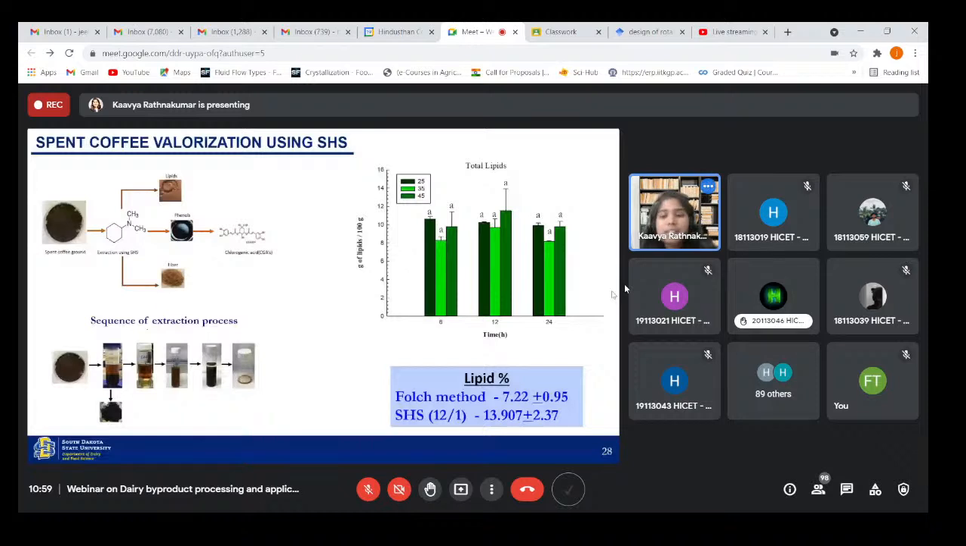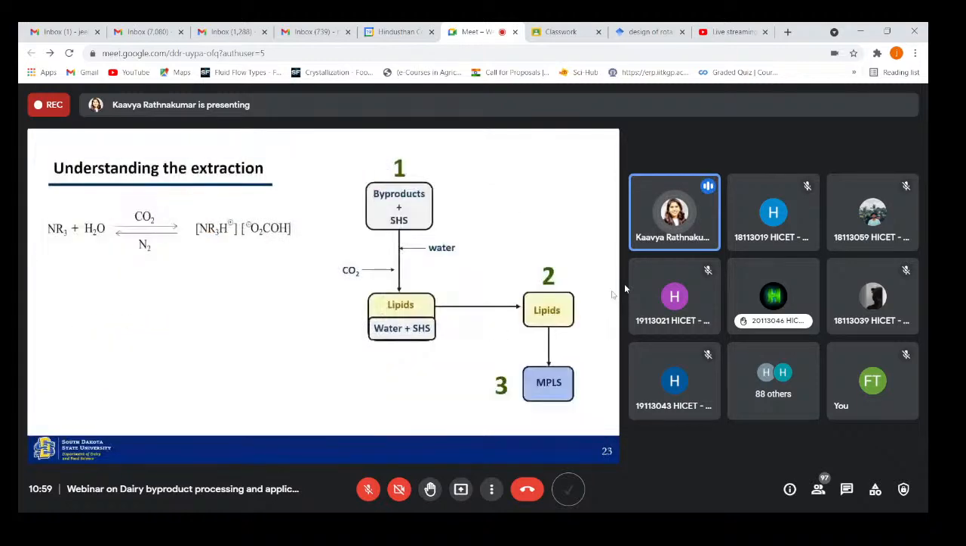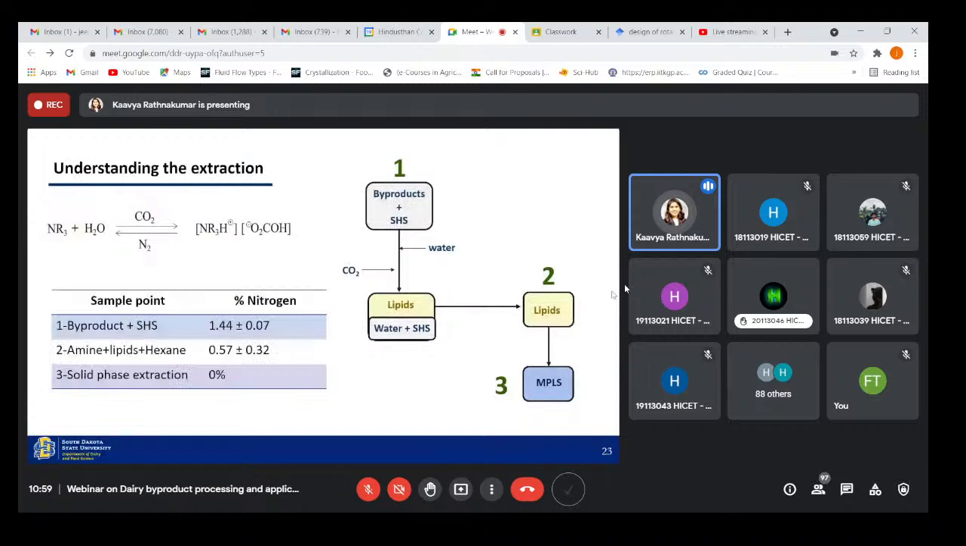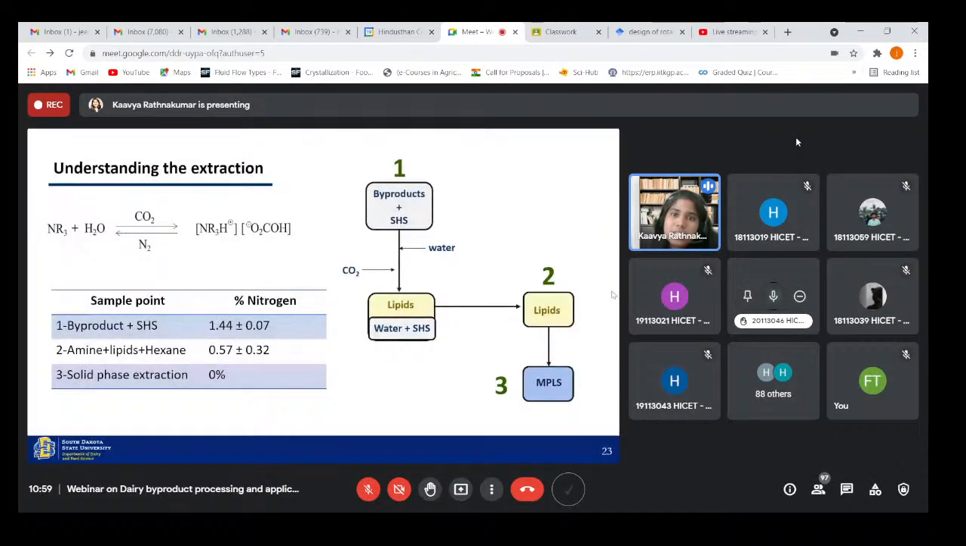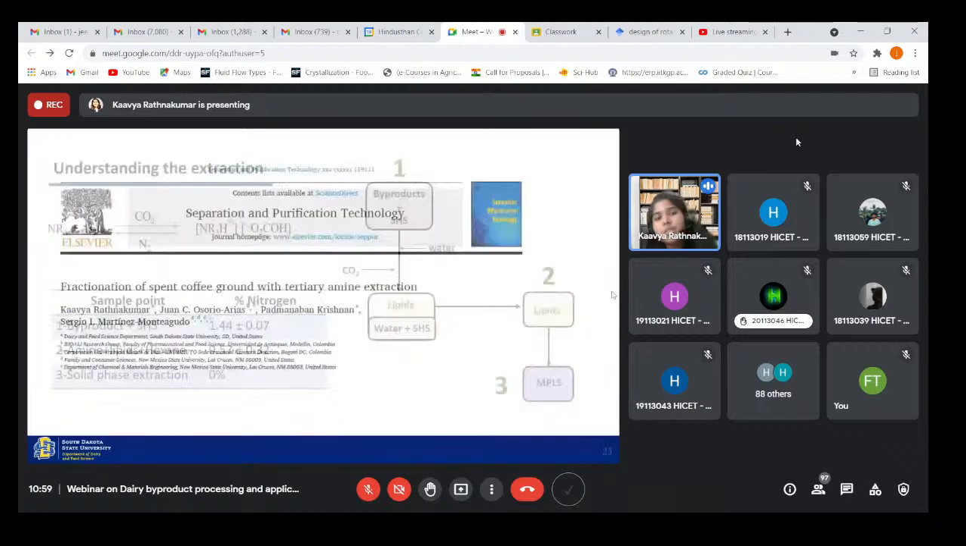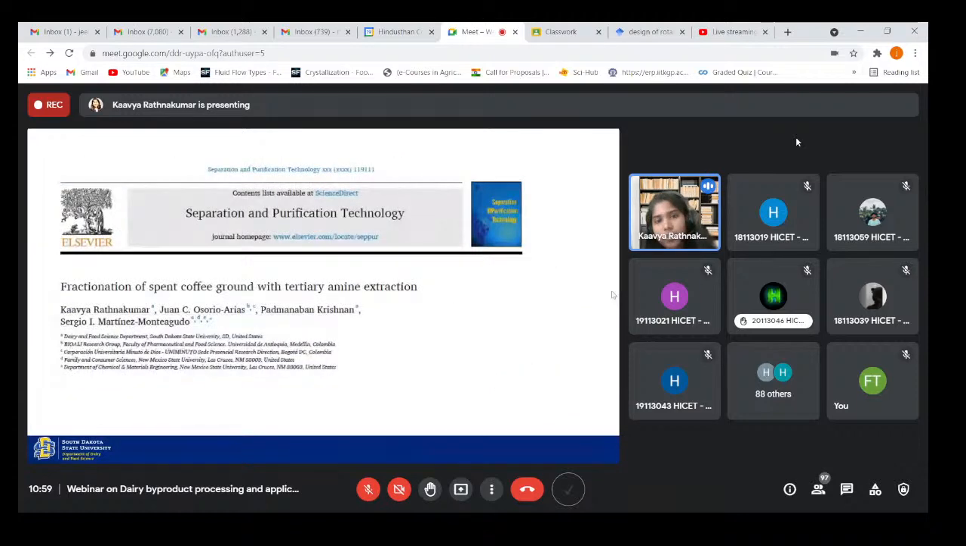This is a small work on understanding the overall extraction process, in order to show that there are no residues present during the extraction, and that this solvent doesn't come in contact with the food substance. And this is also a paper which shows the fractionation of the spent coffee ground using this. If you are interested, you can go through this.